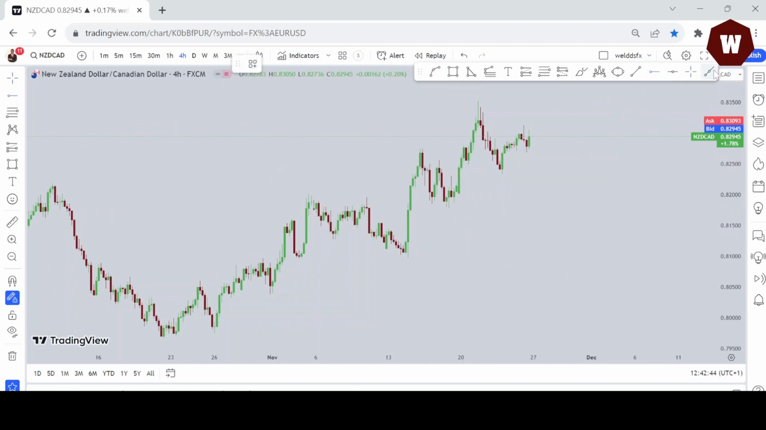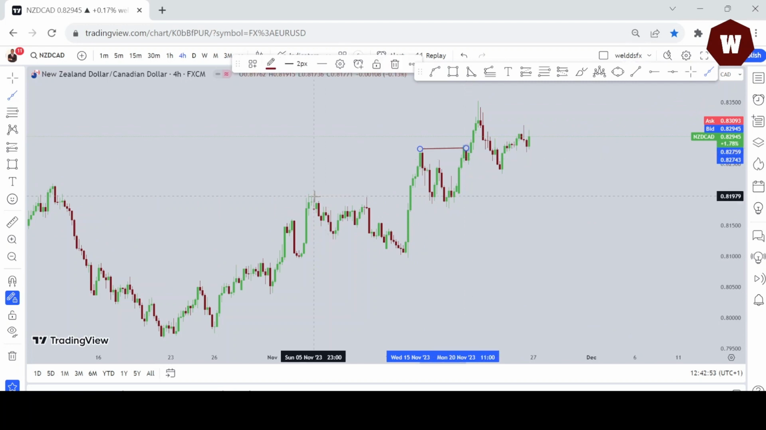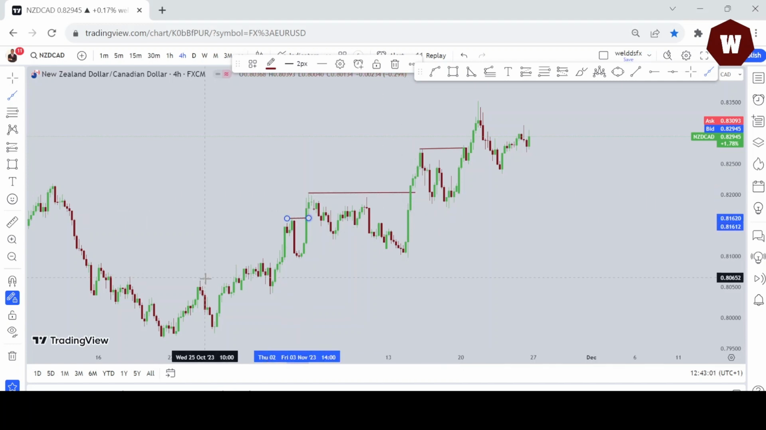Now the last break of structure that happened was around here. This is the last break of structure that happened. Previously we had one here which has already played out. We had another one somewhere here. We had others there. But the last one we are interested in is after this break of structure.